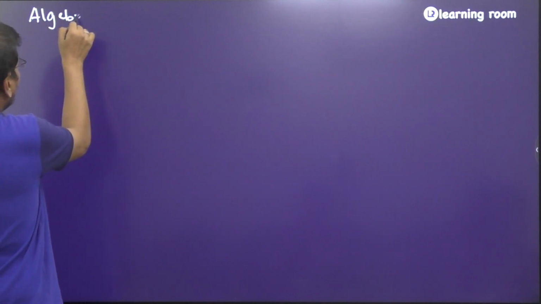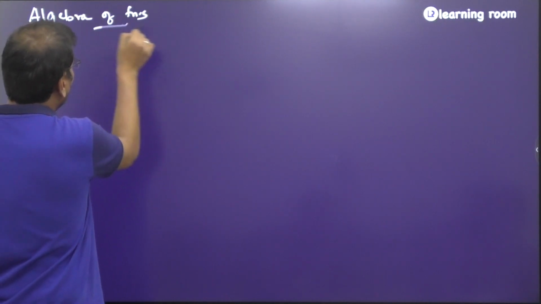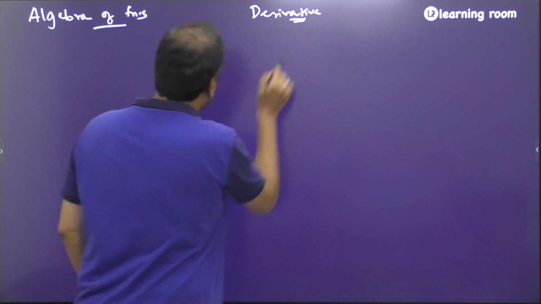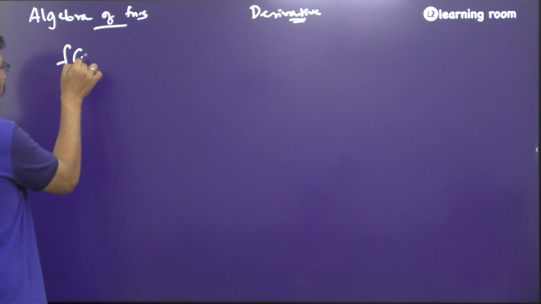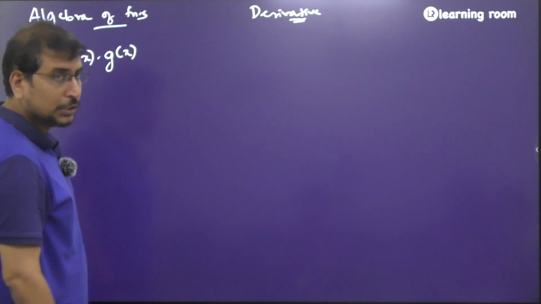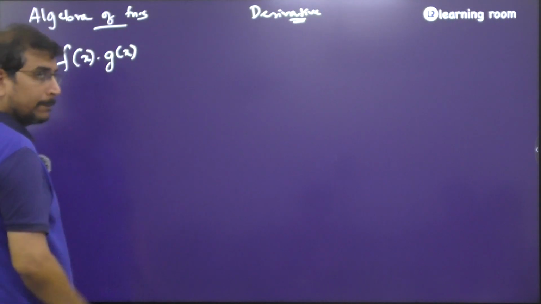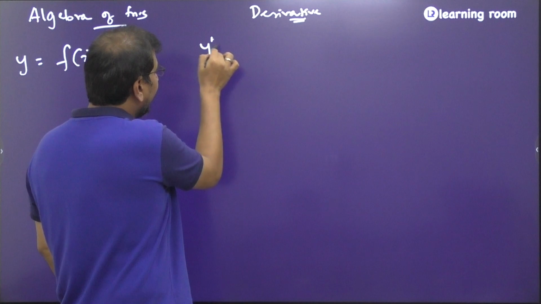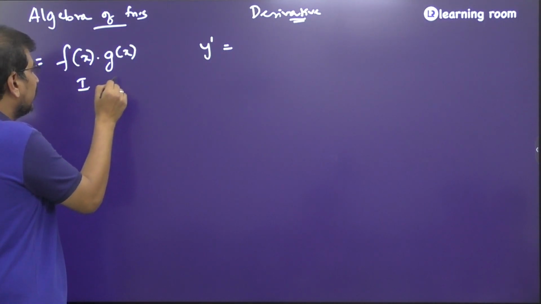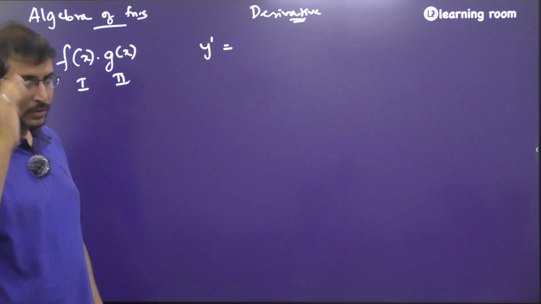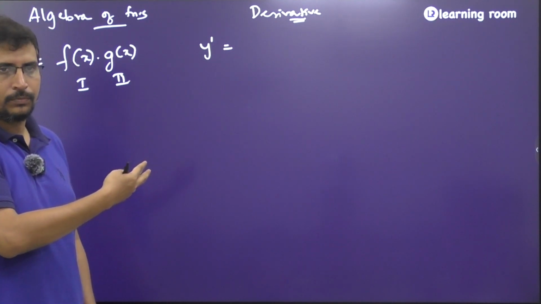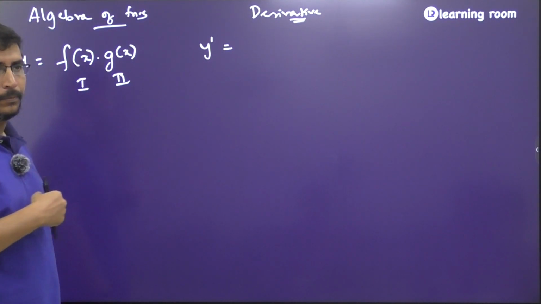The next algebra of functions is, and the derivative here, I can have the product of two functions, f of x into g of x. If I call this as y, then y dash is written as, see, generally you write it like this. Listen to this. This is first function, second function. Okay, this is what we do in our mind. There are multiple ways in which it is given in books. Some books will give you as u into v.